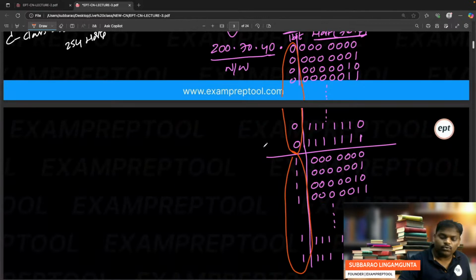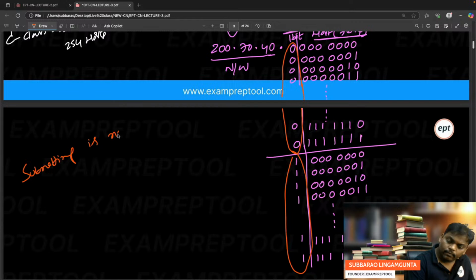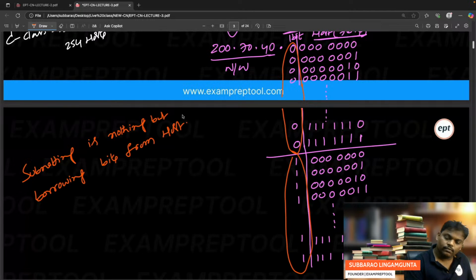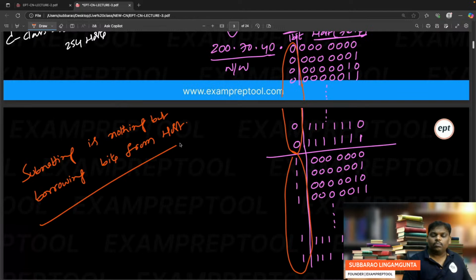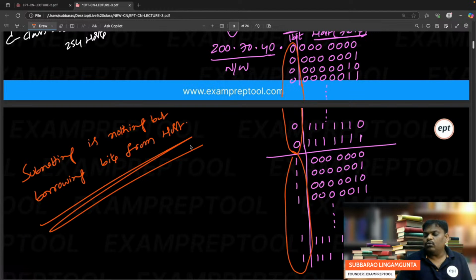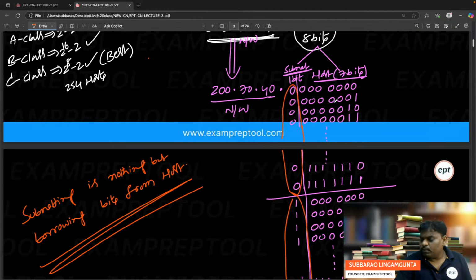Remember, I am writing also. Subnetting is nothing but borrowing bits from host. Previously host purpose 8 bits. Now host purpose only 7 bits. 1 bit for subnet.